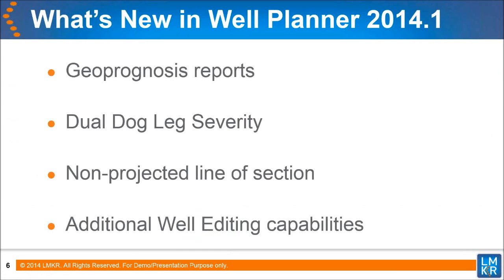Now, as you know, we have just released the Update 1, or the Well Planner 2014.1. Well, there's a couple of new things that went into it. One is the geoprognosis reports. Second is the dual dogleg severities, which I'll show you in the program. The non-projected line of section allows you to plan if there are vertical wells in your way. You can actually plan on the map view that go outside of a straight line. And also there's some additional well editing capabilities that have been added that we'll see today.